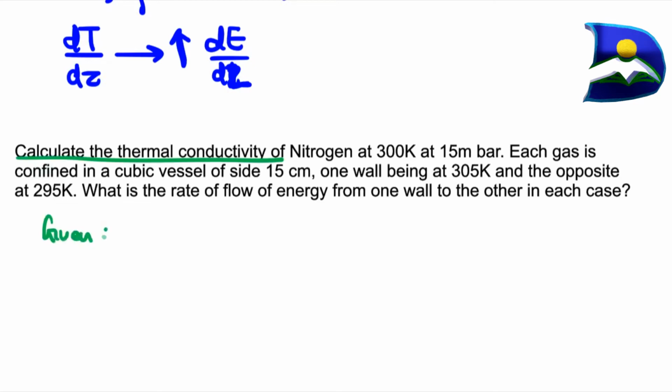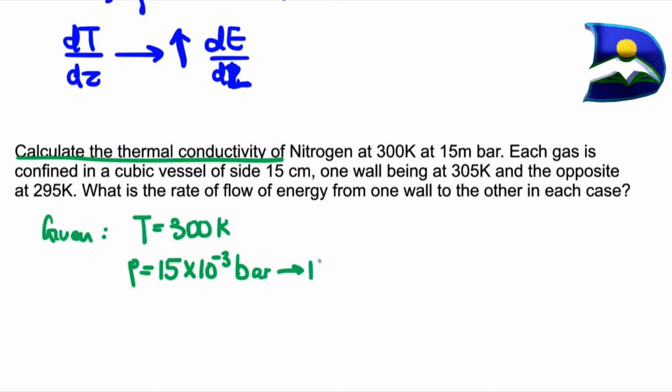In our givens, we're given the temperature, which is 300 kelvins. We don't have to convert it from degrees Celsius to kelvins like in other examples in our previous videos. We're also given 15 millibars, and milli is 10 to the power of -3, in bars. We need to convert this to pascals, and to do that we know that 1 bar is equal to 10 to the power of 5 pascals. Therefore 15 times 10 to the power of -3 multiplied by 10 to the power of 5 will enable us to determine our pascals.